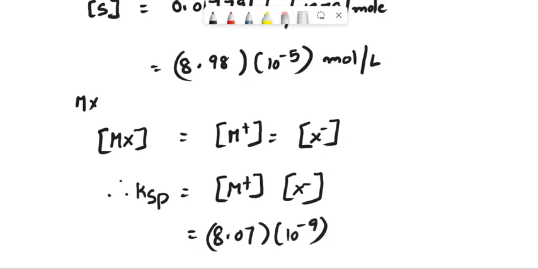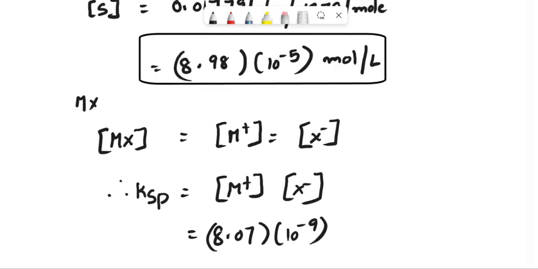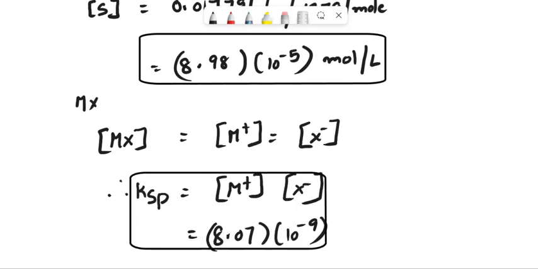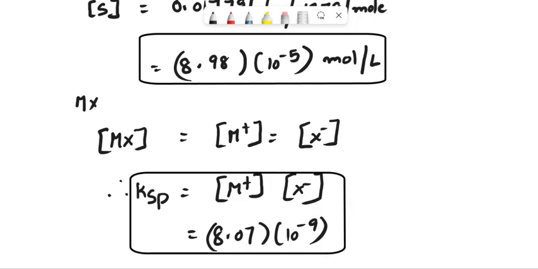Hence, the answer for the given question is concentration of the solid is 8.98 multiplied with 10 to the power of minus 5 moles per liter, whereas the value of Ksp is 8.07 multiplied with 10 to the power of minus 9.